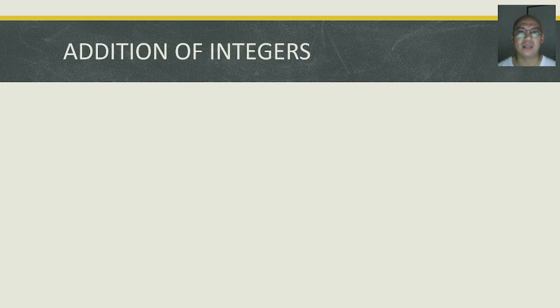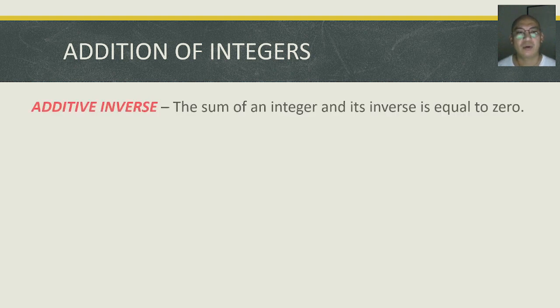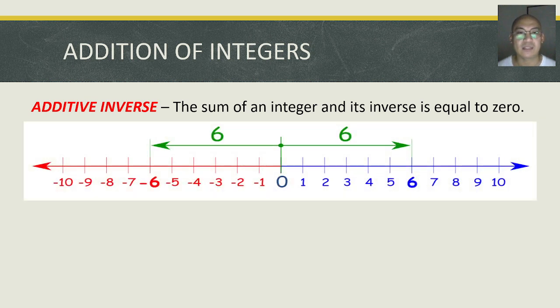So how to add integers? Before we discuss how to add integers, let us go first with the additive inverse. The sum of an integer and its inverse is equal to 0. When we say its inverse, it is the opposite of the given integer. Let's say we have negative 6. The opposite of negative 6, or the inverse of negative 6, is a positive 6.